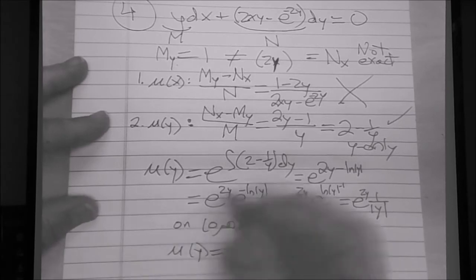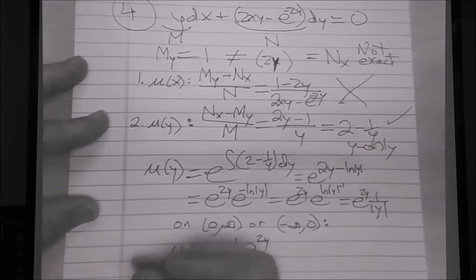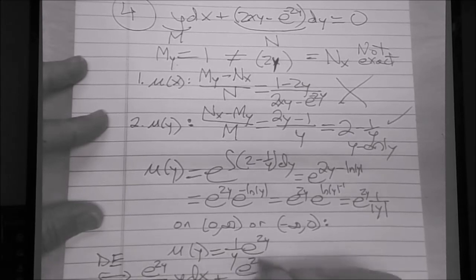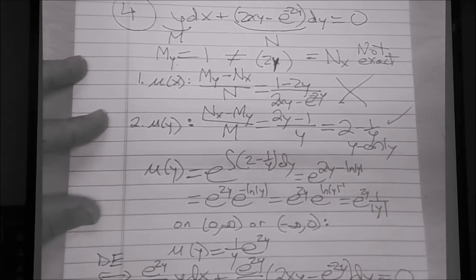So let's write equivalently. We go back to the original equation here and say the original DE is equivalent to, we multiply it through by e to the 2y over y. E to the 2y over y times y dx plus e to the 2y over y times 2xy minus e to the minus 2y dy equals 0 times the integrating factor is still 0. And now this becomes, let's see, equivalently, e to the 2.